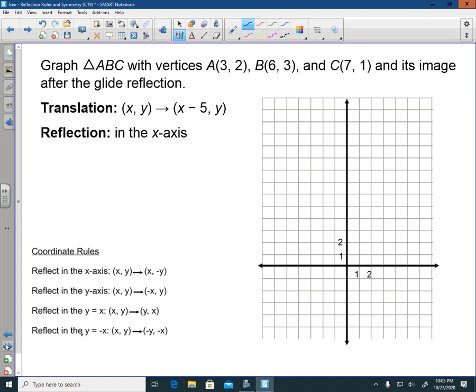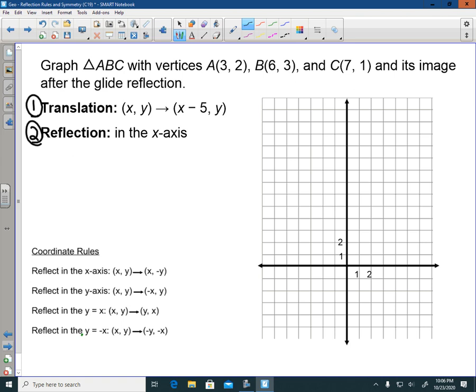So let's do one. Now you're going to be using all of your rules here, and so I have them, and then you also have some graph paper, and here is your glide reflection. You have this translation, which you're going to do first, and then your reflection, which is going to be second, and you will have a glide reflection on your graph paper.